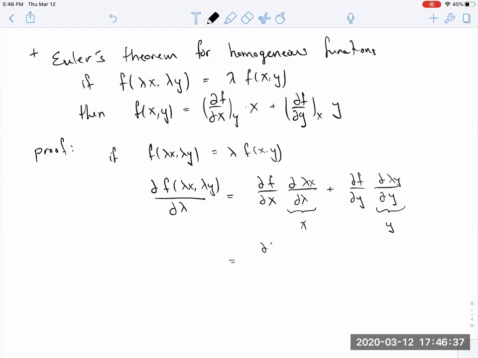Indeed, I have df dx. If we were being careful, we would have held that at fixed y times x, plus df dy, again being careful, holding that at fixed x times y. And over on the left-hand side, if this was true, I could substitute it in.